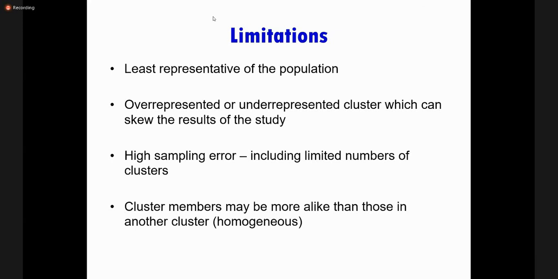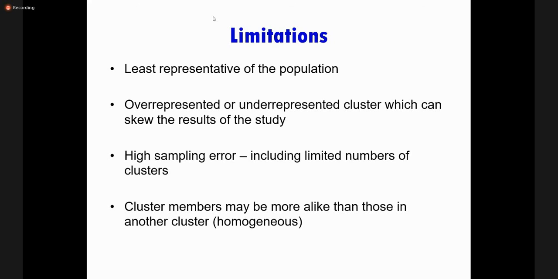Likewise, there is high sampling error when including a limited number of clusters. Sindh is so huge, and if I'm taking just 6 districts to represent the whole of Sindh, only 6 out of 23, it is again not a very good number. Or I may take only 3 districts to represent Sindh, which will further reduce the number of districts. Including a very limited number of clusters has a negative effect on your sample.